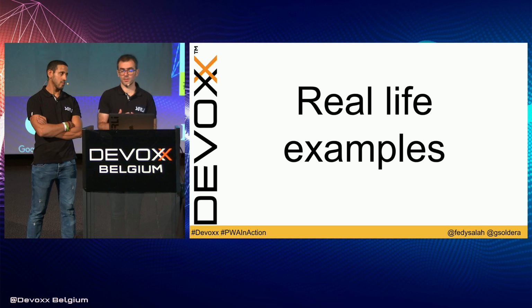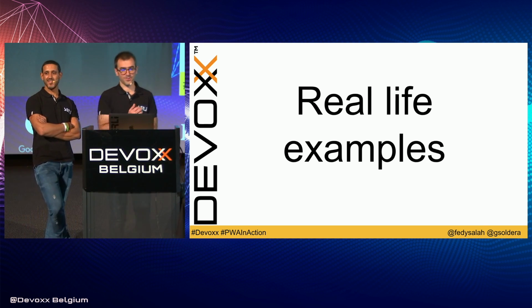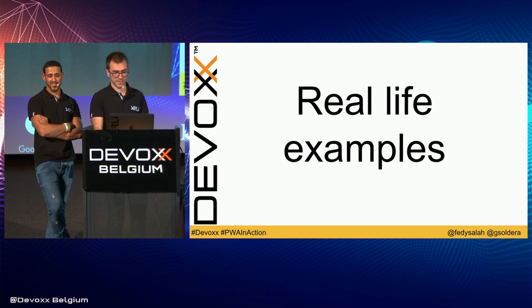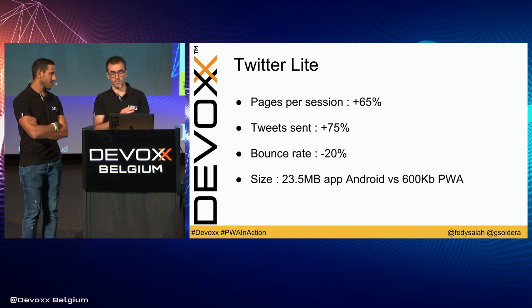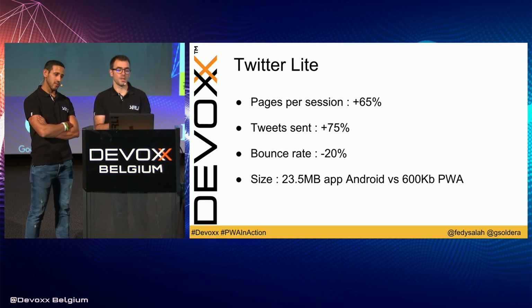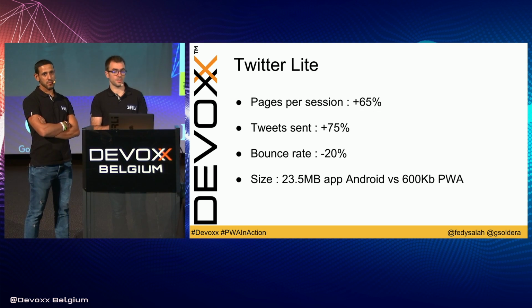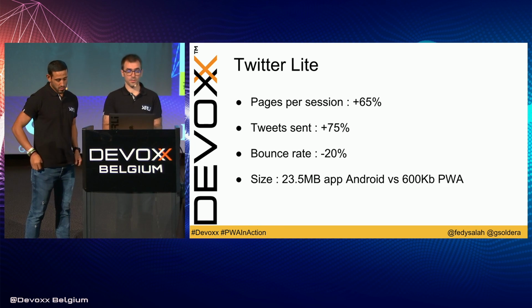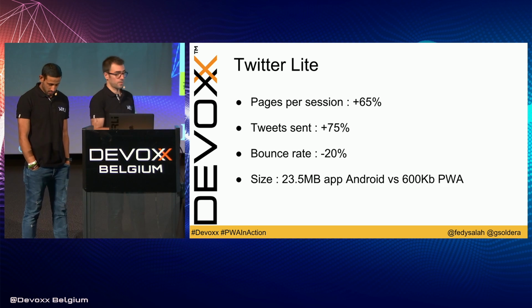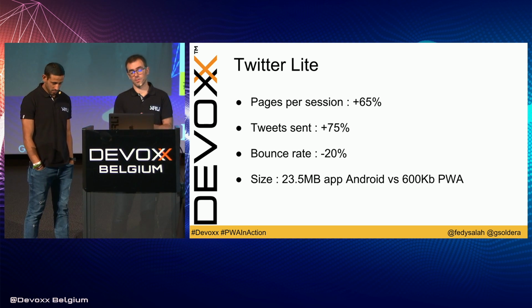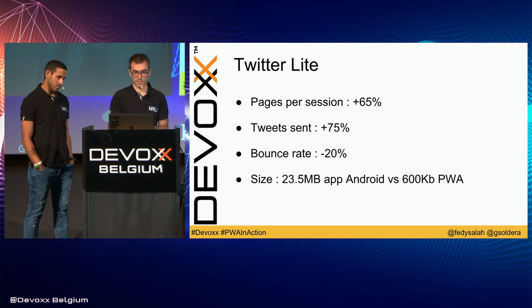We have built a great application, but it's not very useful. In real life, there are many success stories. The first is Twitter, with their progressive web app. All indicators are better. Pages per session increased, tweets sent increased, and the bounce rate decreased. And when we compare app size versus progressive app size, the PWA wins by far.